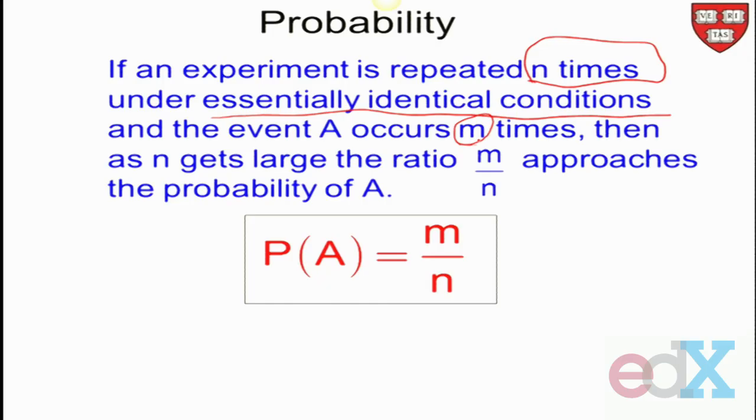Then, as n gets large, look at the ratio, or the proportion, m over n. This approaches the probability of A. There it is. There is the definition of the probability of A. For large n, it's the proportion of times your event happens. It's as simple as that. And we saw this with the mortality tables. We've seen this repeatedly, except we just didn't call it probability. We called it proportions.